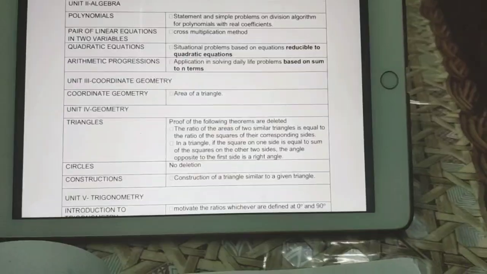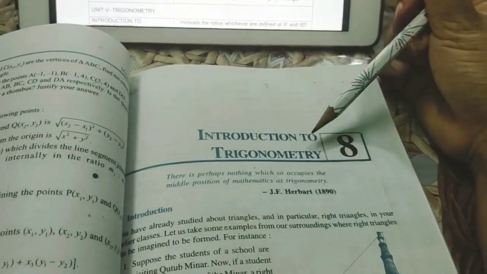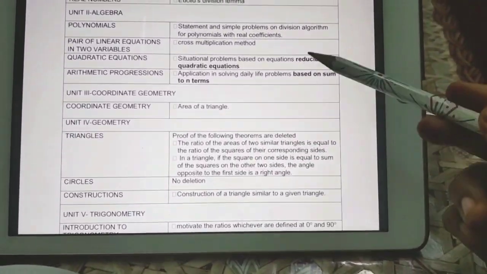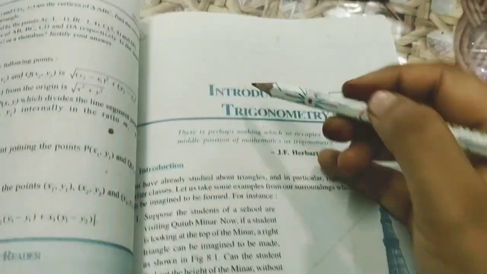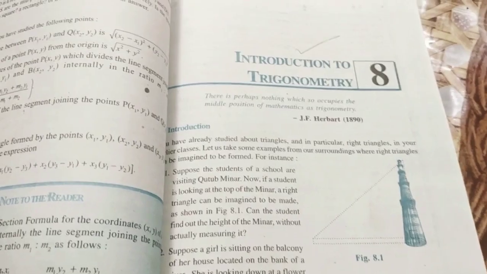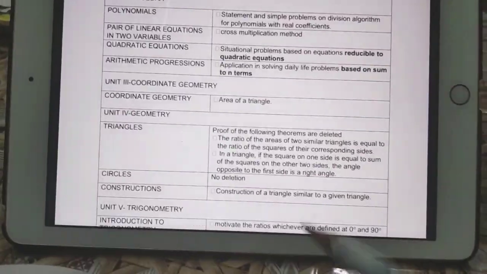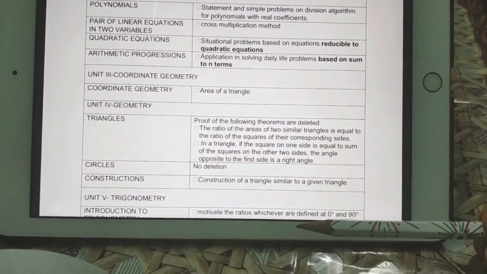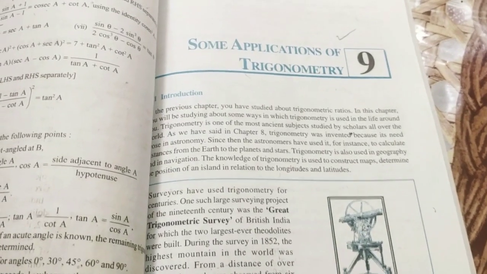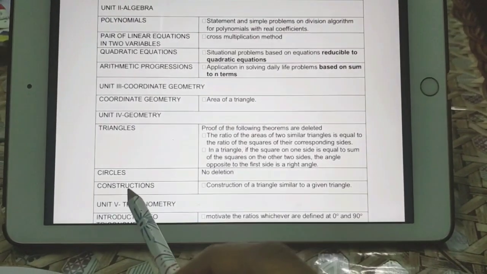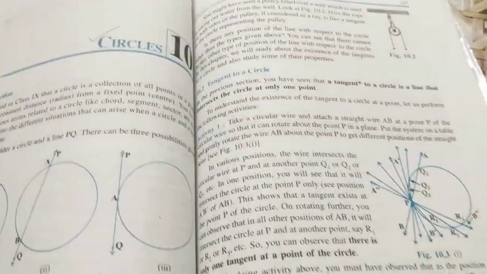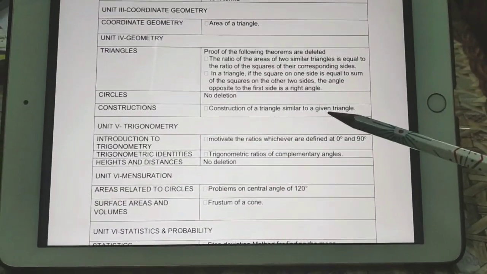Next chapter is introduction to trigonometry, but they have not discussed anything about introduction to trigonometry. It means you have to do the full chapter, no deletion there. And next one is some applications of trigonometry, and this has also not been discussed in the deleted syllabus. So this full chapter you have to complete, no deletion is there. And similarly in circles they have already written no deletion, so you have to do chapter 10 full, no deletion is there.